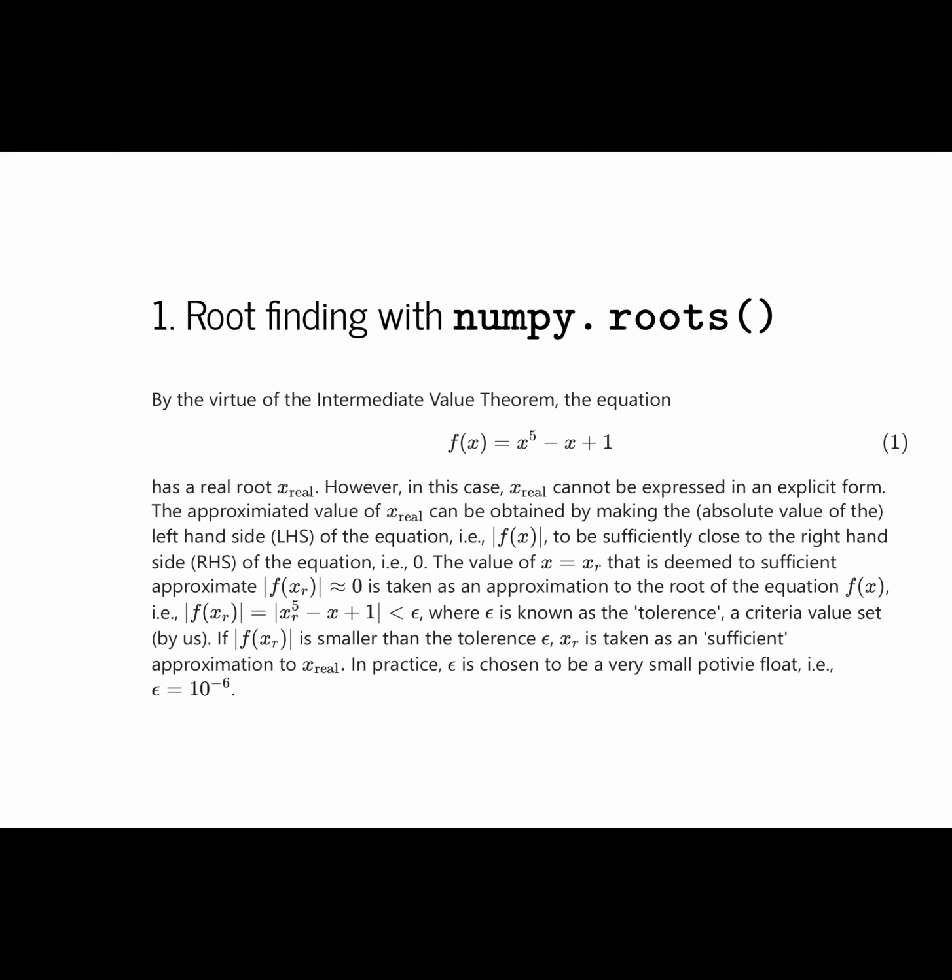The core idea is to find a value of x, let us call it x subscript r, such that the function's value, f of x subscript r, is very close to 0. We define this closeness using a small positive number called tolerance, often represented by the Greek letter epsilon. If the absolute value of f of x subscript r is less than this tolerance, say 10 to the power of -6, we consider x subscript r a sufficiently good approximation of the actual root.